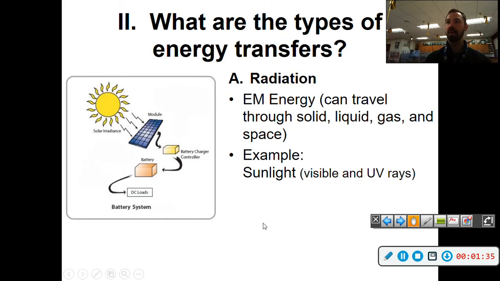Okay, radiation is our first type of energy transfer. This is through electromagnetic energy. I put EM energy for short here. This can travel through solids, liquids, gases, and outer space because it needs no medium. So sunlight's an example of this, visible and UV rays. So again, these are all forms of electromagnetic energy when you talk about radiation.